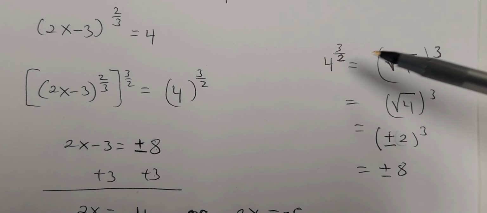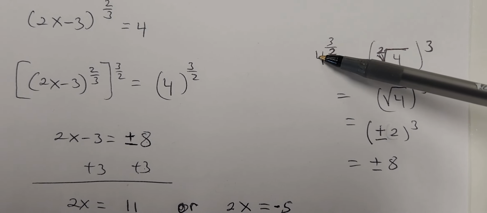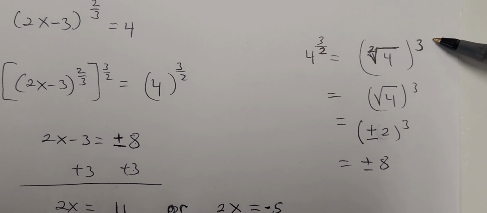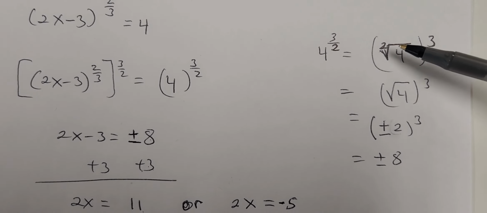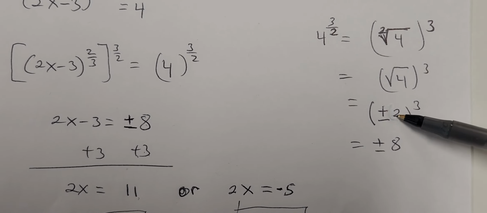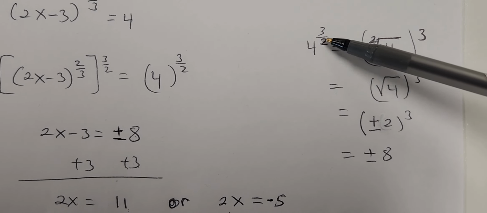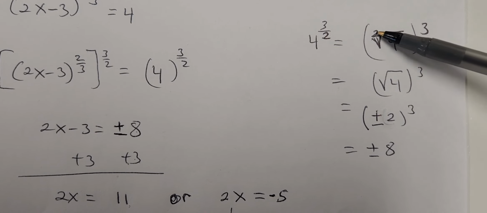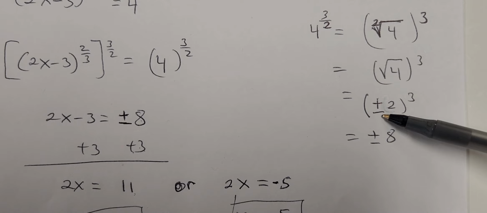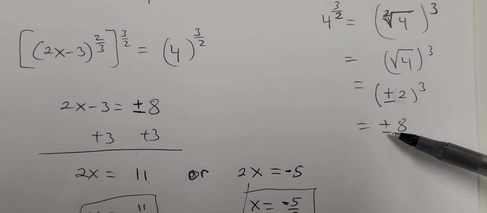So the bottom number goes inside, the top number goes outside. The bottom number right here, this 2, goes inside, top goes outside. Since this is a 2, it is a square root. So square root of 4, which becomes 2. Don't forget the 3. And since we have a square root and this number is even, we must put positive and negative. Okay, and then 2 to the 3rd will give me 8. Don't forget the plus and the minus.